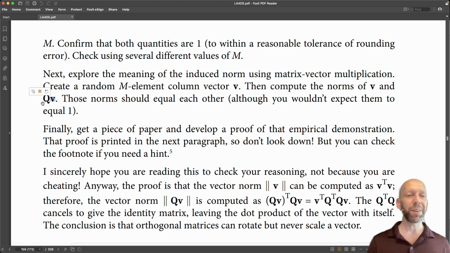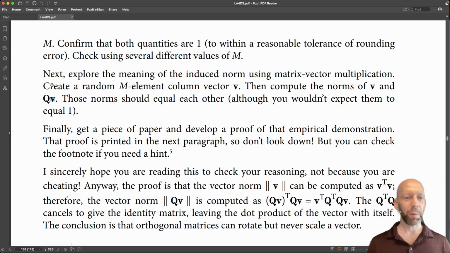Now, that doesn't mean that every single vector will be stretched by a factor of 5. Obviously, if v is the zeros vector, then it's not going to stretch it at all. But the largest it could possibly stretch would be a factor of 5. So if an orthogonal matrix has an induced 2 norm of 1, that means the maximum it can possibly scale a vector is a factor of 1, which means it's not scaling at all. So it can rotate, but it cannot scale. It can't make the resulting vector be shorter or longer.